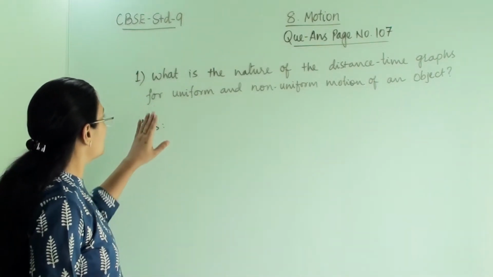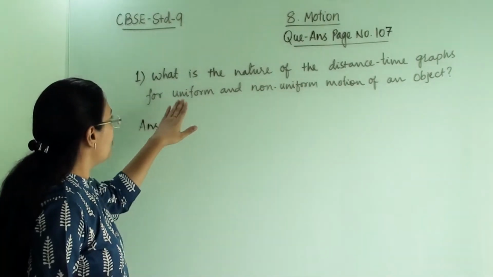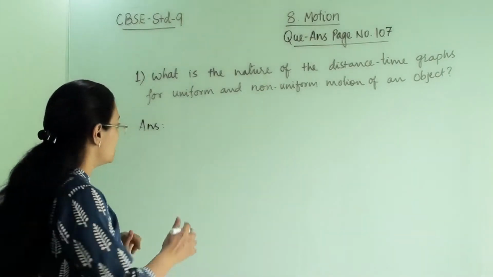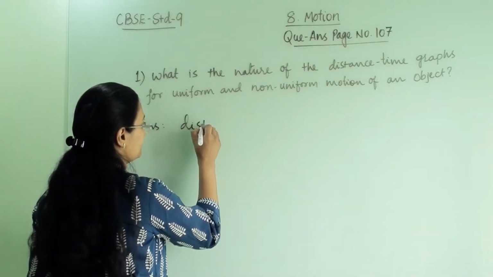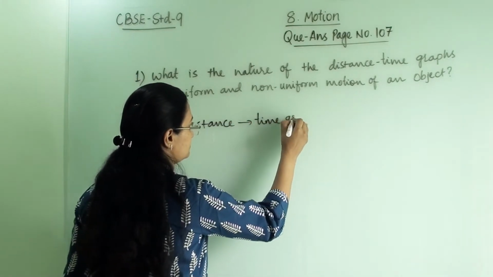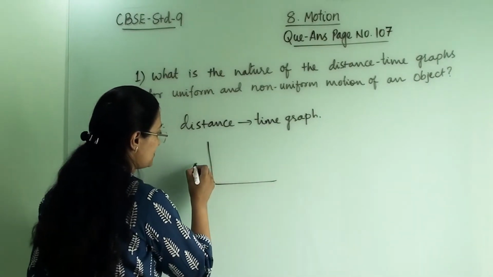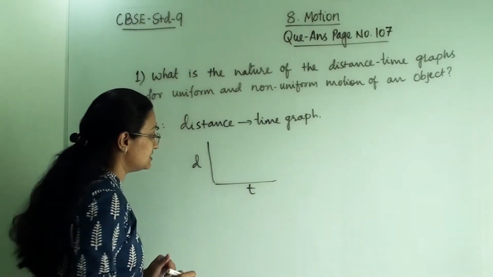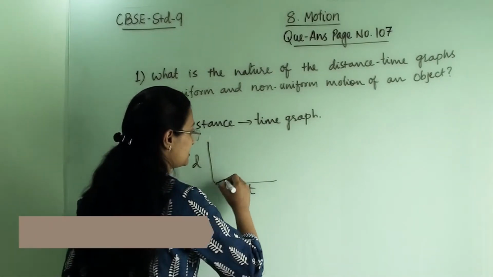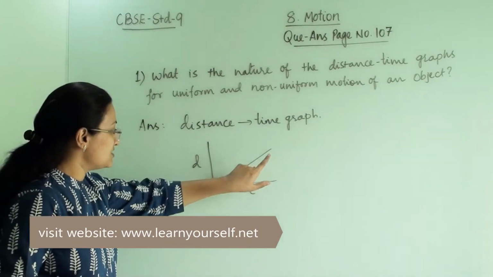So the first question is, what is the nature of the distance time graphs for uniform and non-uniform motion of an object? So when it is a distance by time graph, d by t, for uniform motion, it is always going to be a straight line.